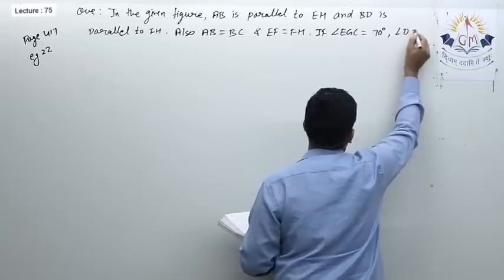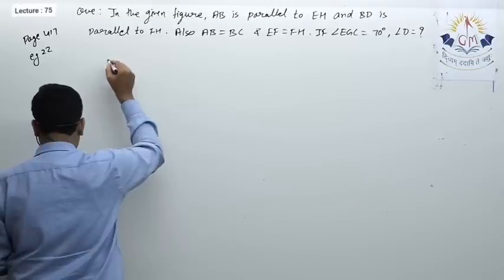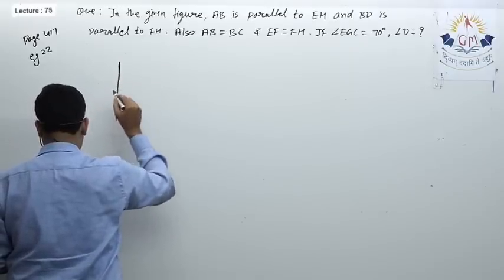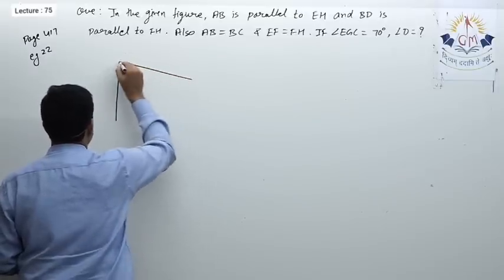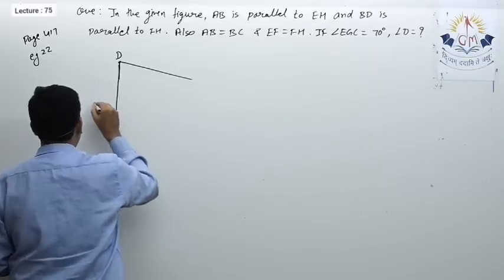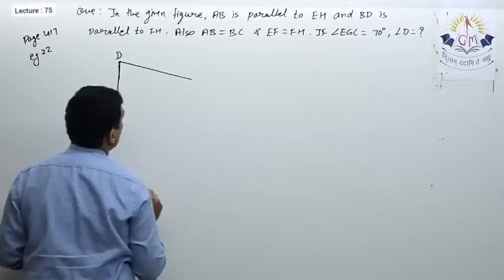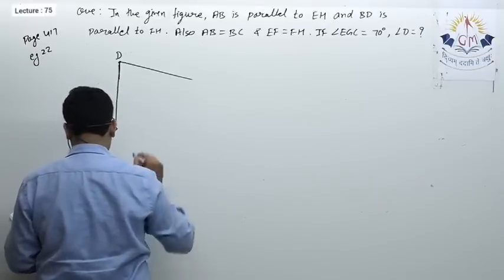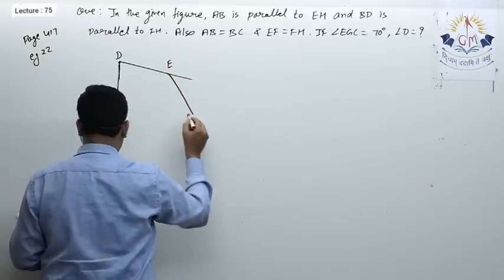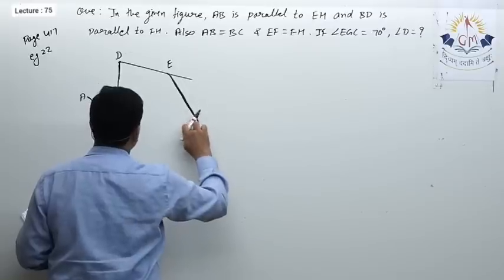Then find angle D. Okay, so here is the diagram. This point is D. Actually this angle we have to obtain. Here it is given AB, which is parallel to EH, and this is point E over here, and this is EH. AB is parallel to EH.